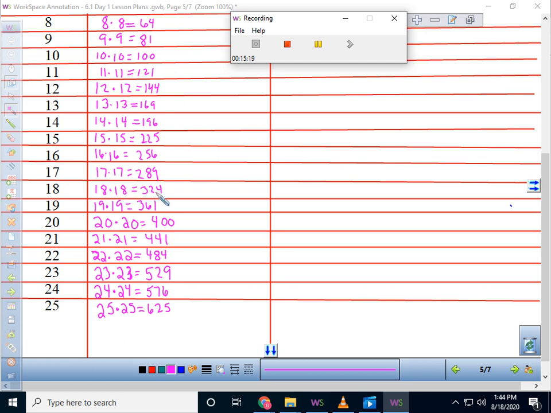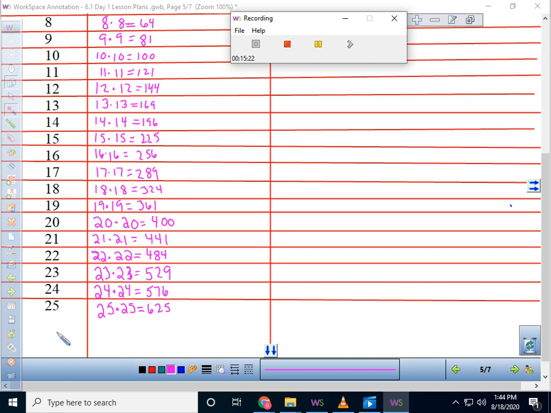18 times 18 is 324. 19 times 19 is 361. 20 times 20 is 400. 21 times 21 is 441. 22 times 22 is 484. 23 times 23 is 529. 24 times 24 is 576. And 25 times 25 is 625.